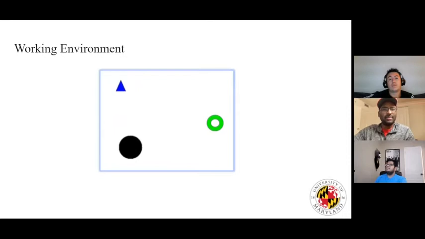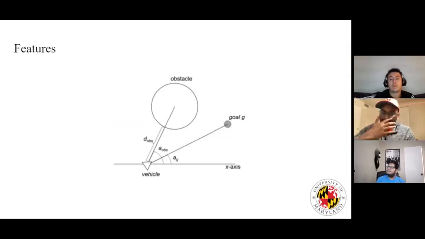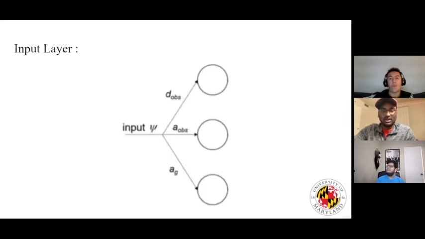Next slide, please. So this is a schematic of a working diagram. The blue triangle is a schematic of a vehicle, and the green concentric circle is a goal. The black circle is our obstacle. Next slide. So from that, we can extract the features this way. The angle between the goal point and the vehicle's position is angle towards goal, that is AG. The angle between obstacle and the vehicle is AOBS, that is angle of obstacle. And then DOBS is the distance between the vehicle and the obstacle's closest point. So now Alkesh will take over.